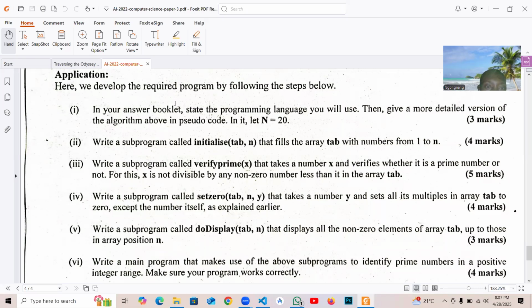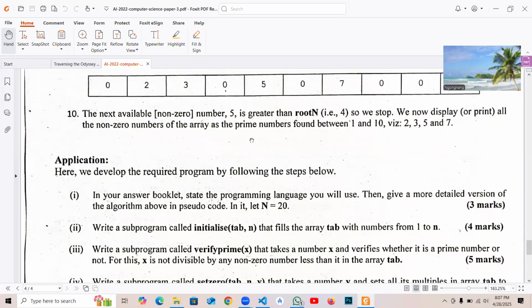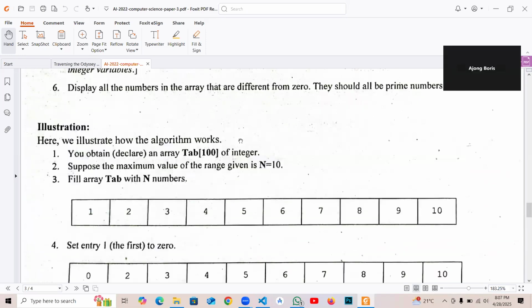In your answer booklet, state the programming language you will use. Then, give a more detailed version of the algorithm above in pseudocode. In your pseudocode, let n be equal to 20. Remember, that's 3 marks. In our task, we were given n here to be what?